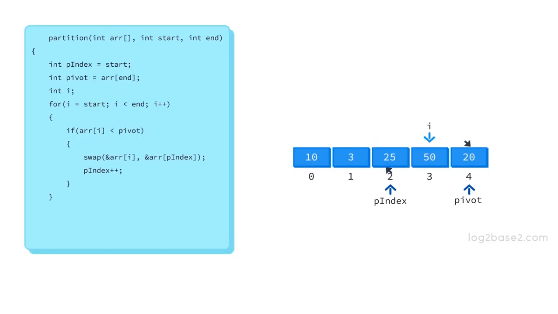So we can swap arr of end and arr of p_index. Now we can return the position of pivot, that is p_index, to the calling function. So the return type of function should be integer. So this is how the partition function of quicksort can be implemented.